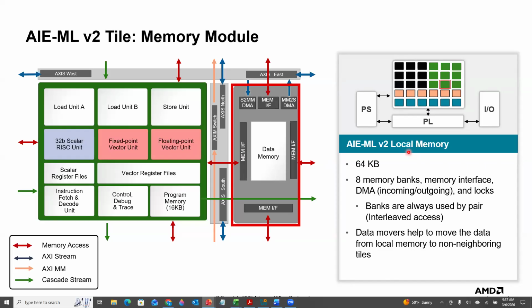You have the DMAs for managing the inputs and outputs from that. Those banks are going to be used basically as a pair. And so that allows for kind of an interleave access. And the data movers, which are your stream to memory map to stream DMAs, help move data from this tile either to the stream or from the stream into this local tile.